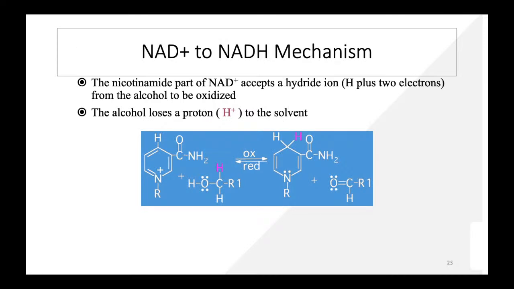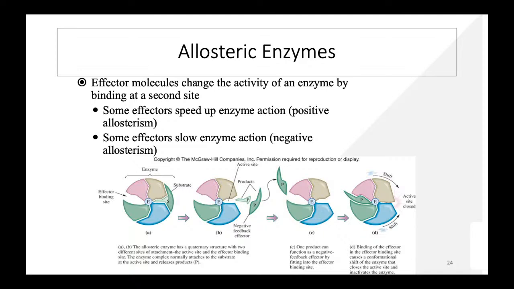The nicotinamide part of NAD plus accepts the hydride ion from the alcohol to be oxidized, and the alcohol loses its protons to the solvent. The left side is the oxidized form, and the right-hand side is the reduced form. In the first case, the nicotinamide doesn't have the hydrogen, which is why it's called oxidation. And when it has it, it becomes a reduction. It's the reduced form.